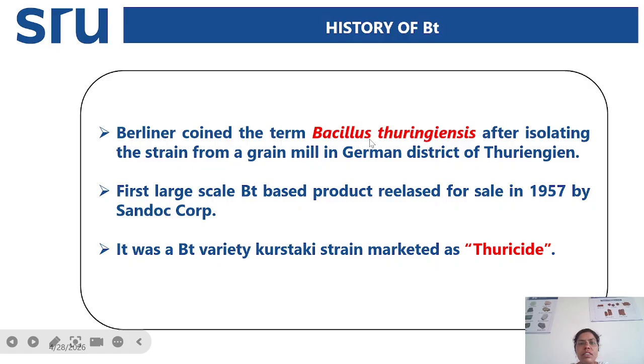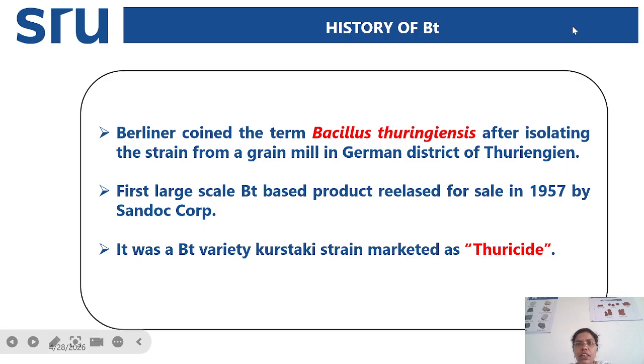BT is nothing but Bacillus thuringiensis. Berliner coined the term Bacillus thuringiensis. He isolated it from a grain mill in the German district of Thuringen, and the first large scale BT product was released in 1957 by Sandoz Corp. It was a BT variety, the Kurstaki strain, which they marketed as a biopesticide. So this is the history of BT.